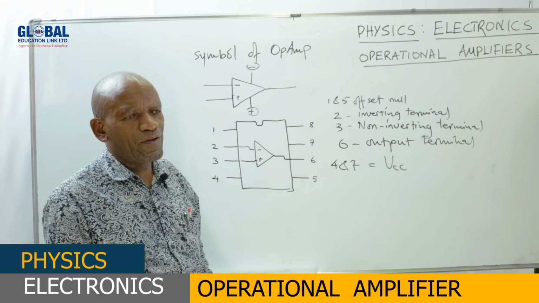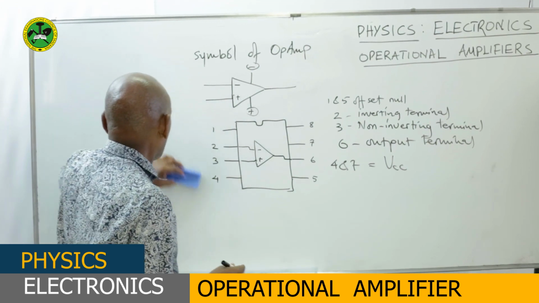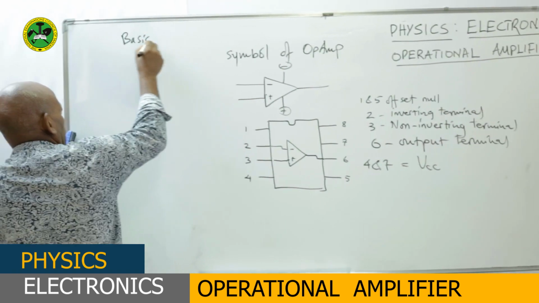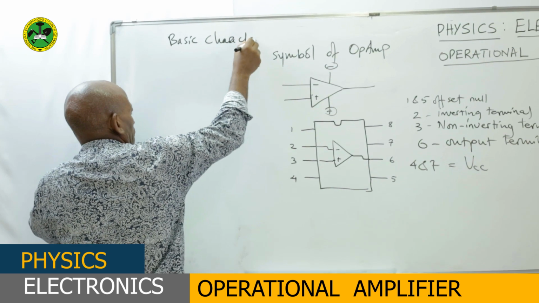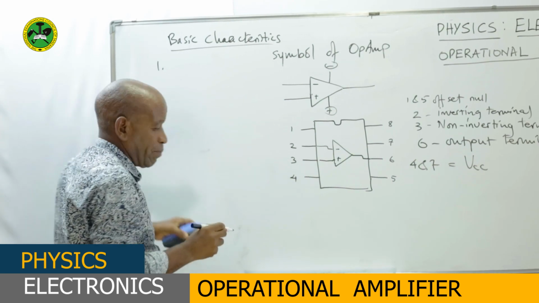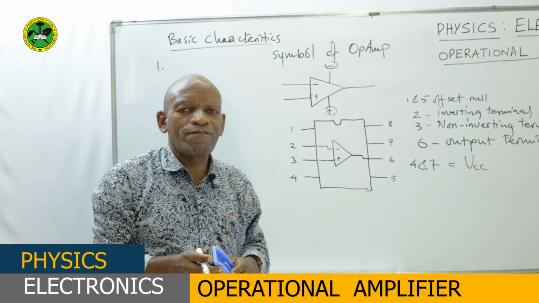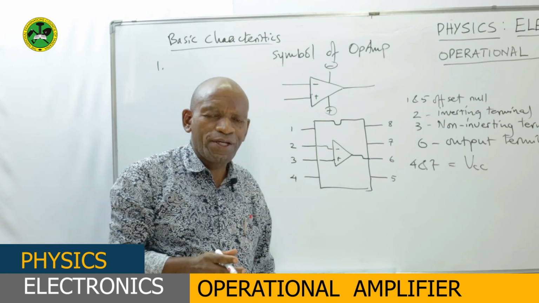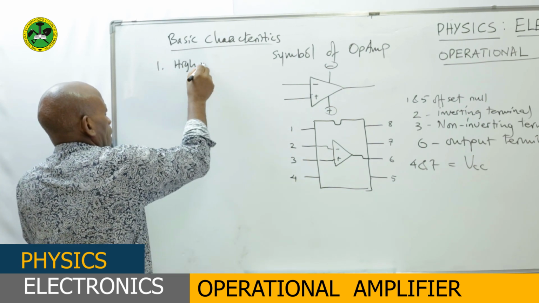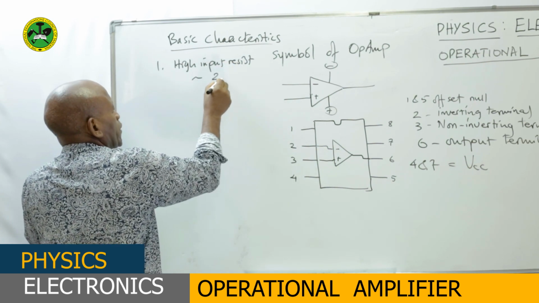Okay, students, let us now look at the basic characteristics of an operational amplifier. There are 3 basic characteristics. The first one is that any operational amplifier should have a very high input resistance, to the order of about 2 mega ohm.